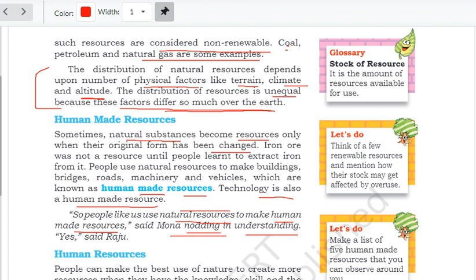Nodding head. You nod your head when you either agree or disagree, yes or no. You nod your head and communicate in understanding, yes, said Raju. Okay, this is the glossary. Stock of resource: it is the amount of resources available for use.